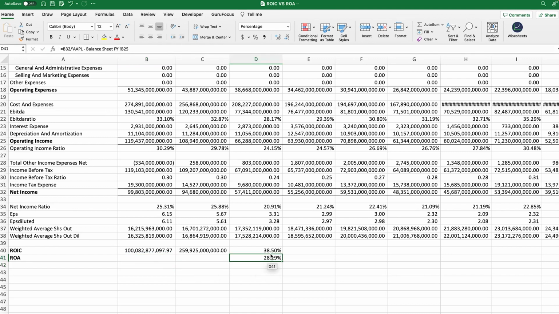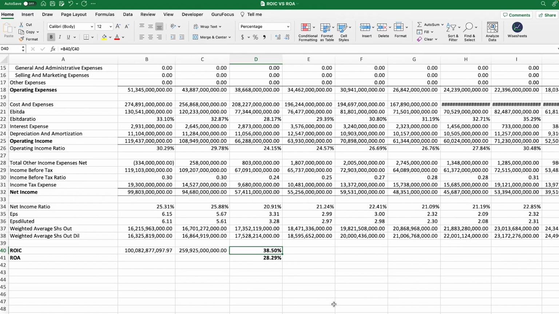I'm just going to move them right here so that way you can see them side by side. As you can see in this case for Apple, the ROIC is way higher than the return on assets. And now we're going to talk about the key difference between these two numbers right here.